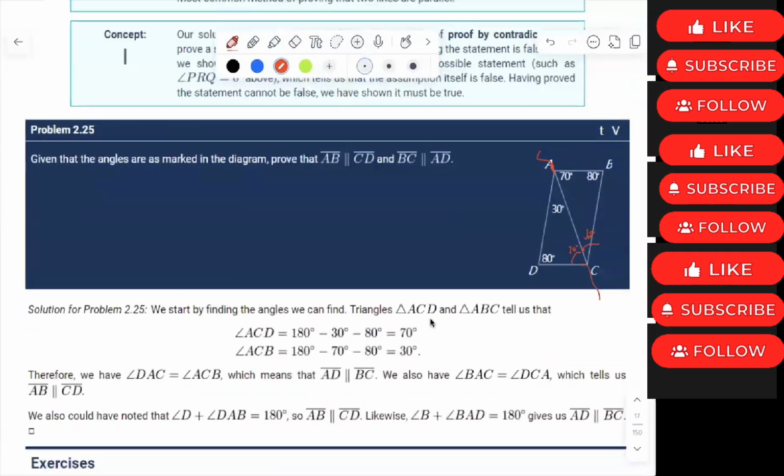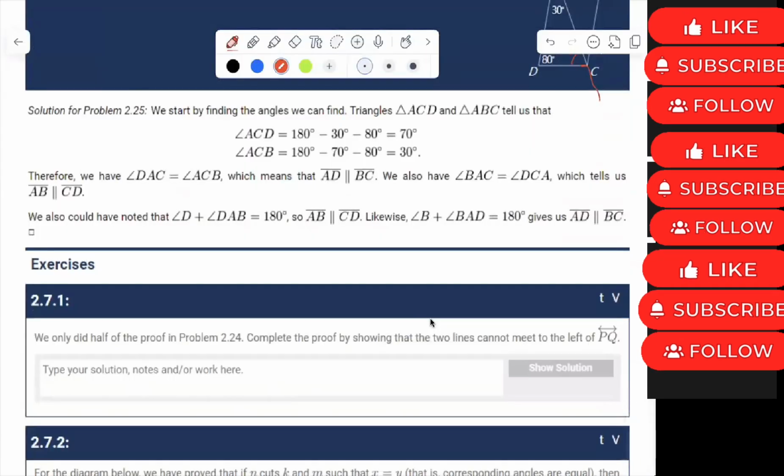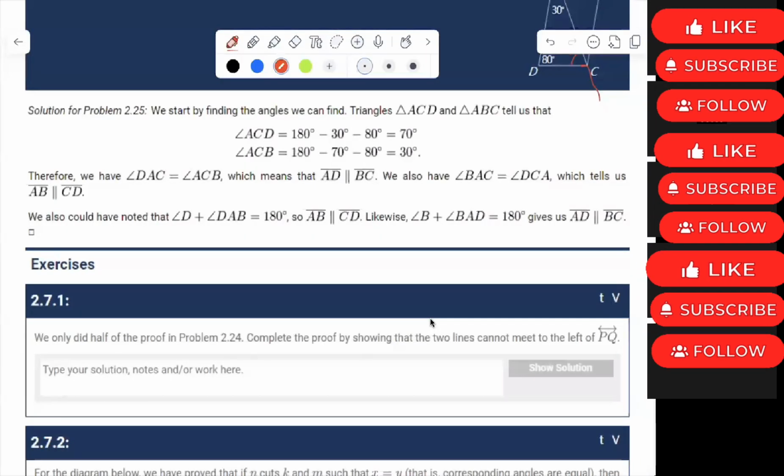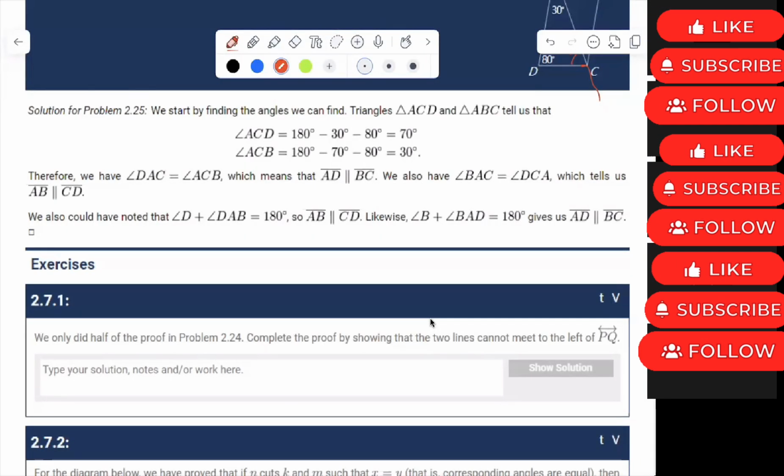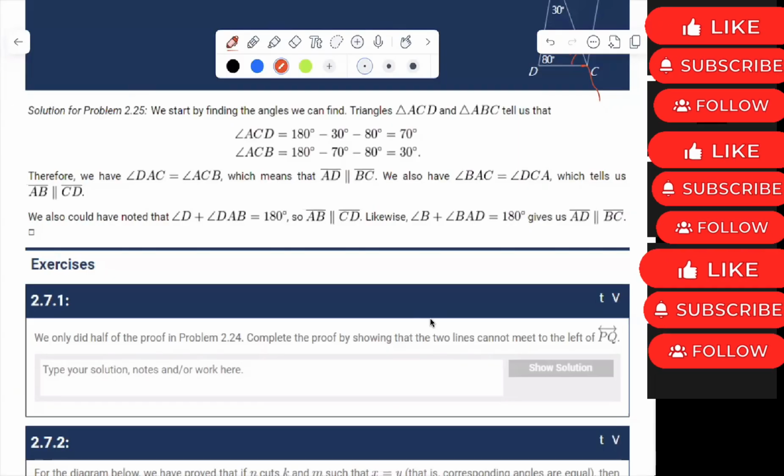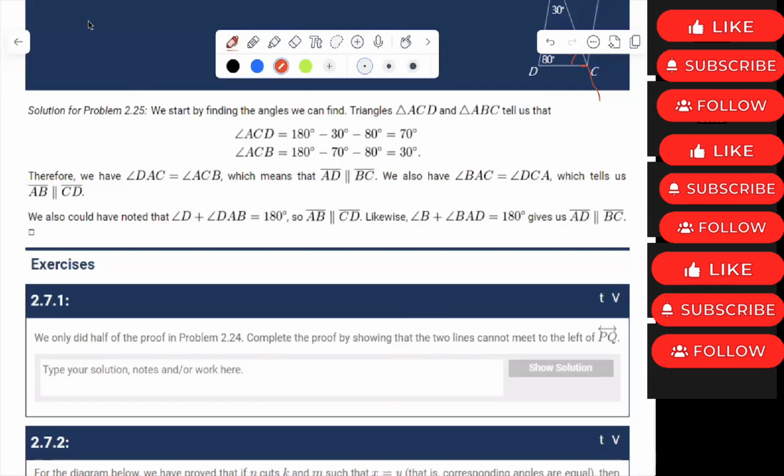We only did half of the proof in problem 2.2 before. Complete the proof by showing the two lines cannot meet to the left of PQ. Let's try this question, and just tell me the general idea.